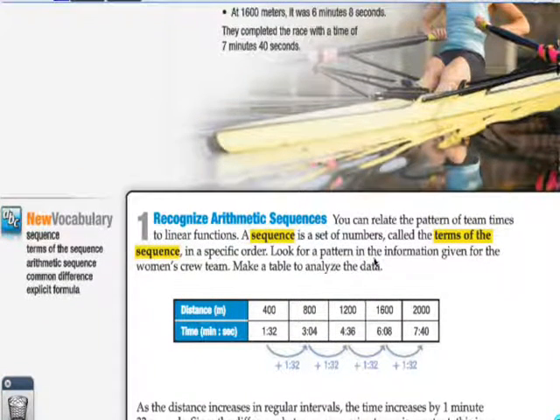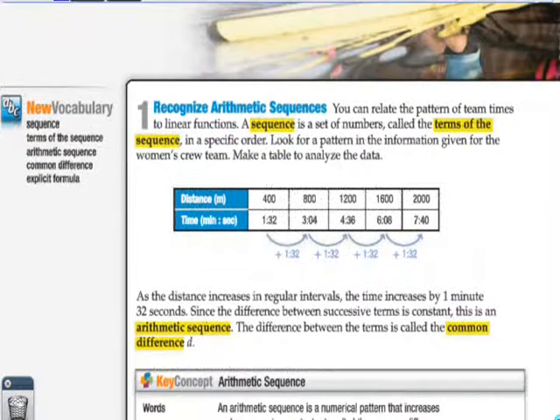A sequence is a set of numbers called the terms of a sequence in a specific order. Look for a pattern in the information given for the women's crew team. Make a table and analyze the data. All right, so that's what we're going to try to do here.